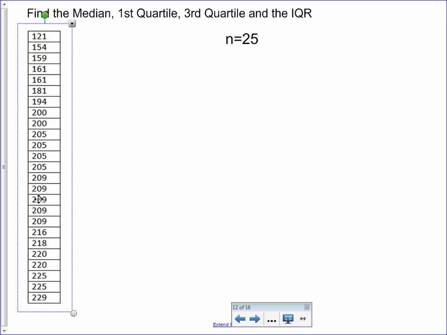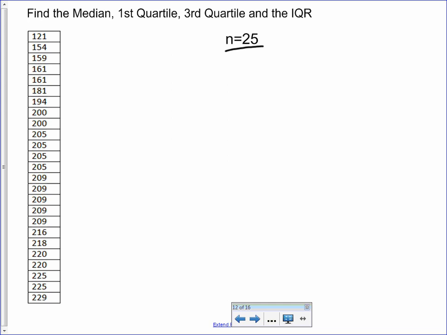So there are 25 data points, n equals 25. If we go in 1, 2, 3, 4, 5, 6, 7, 8, 9, 10, 11, 12, there is the median. There's 12 points above, and there's 12 points below. To find the first quartile, we do the same thing. Now there are 12 data points here. So we go in 1, 2, 3, 4, 5, 6, 7, and then there's 1, 2, 3, 4, 5. So we have to average those 2 points, and that will be the first quartile.